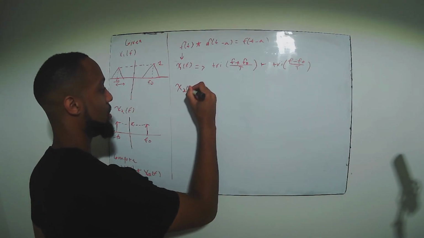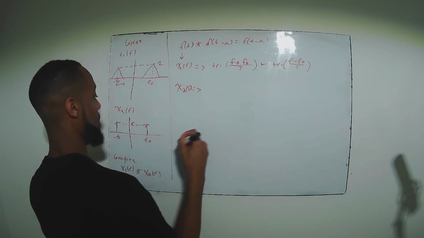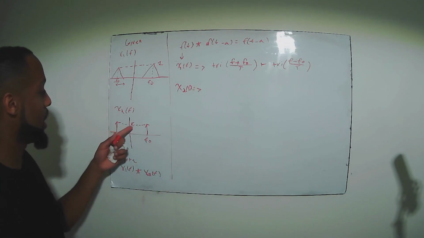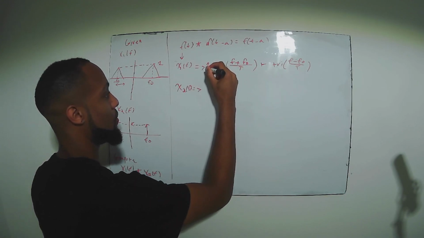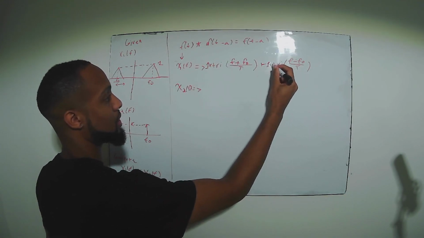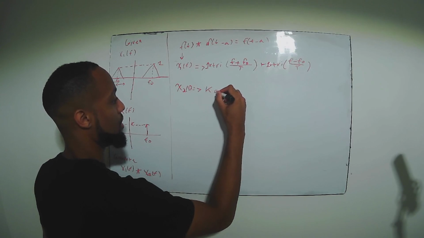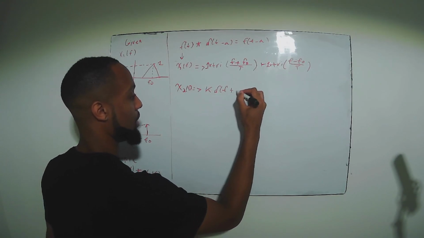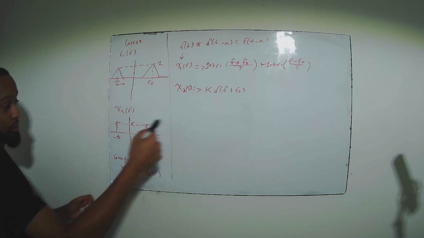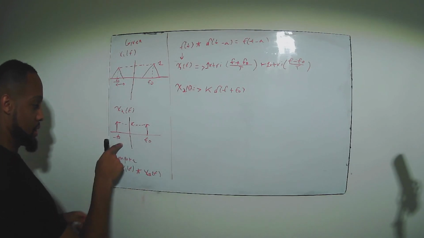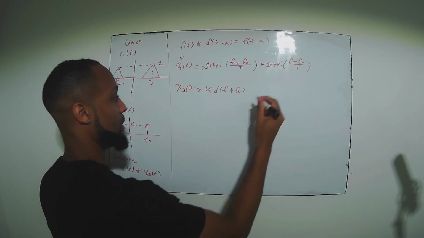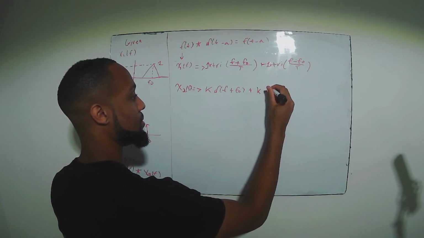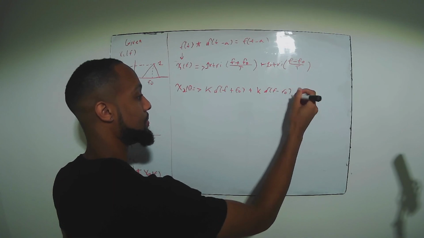X2(f) is going to be equal to two deltas with an amplitude of k. Here it was an amplitude of 1, so I didn't put 1, but here it's k. So k delta of f plus f naught, because when we go to the left, you add. This is the delta to the left of the axis, and then over here we have plus k times delta of f minus f naught.